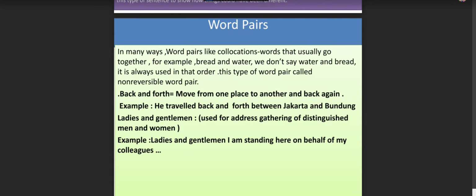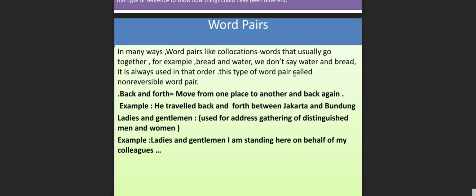Right? Now let's come to the last slide. It talks about word pairs. الكلمات الثنائية. In many ways, word pairs like collocations. Collocations معناتها مختلفة. Words that usually go together. معنى كلمتين تأتي. For example, bread and water. We don't say water and bread. It's always used in that order.